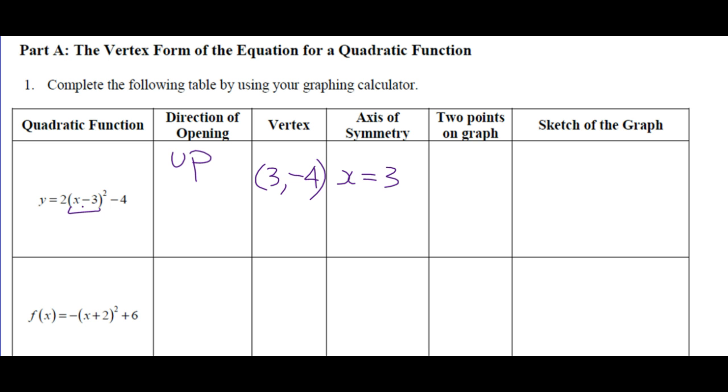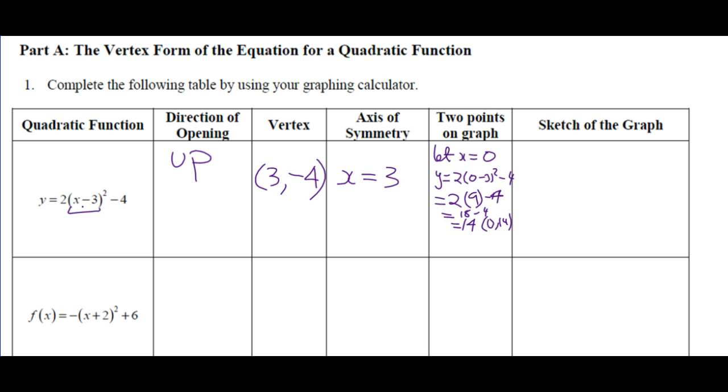That's in standard form. So, 2 points on the graph. Let x equal 0. It's going to give me y is equal to 2(0 minus 3) squared minus 4, which is 2. Negative 3 squared is 9, times 2 is 18, minus 4, which is 14. So we got a point at (0, 14).